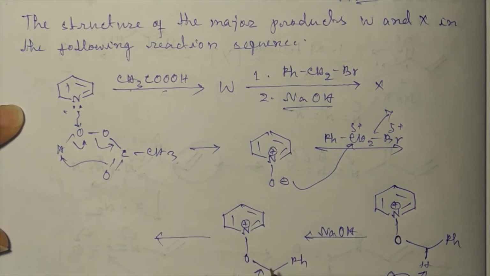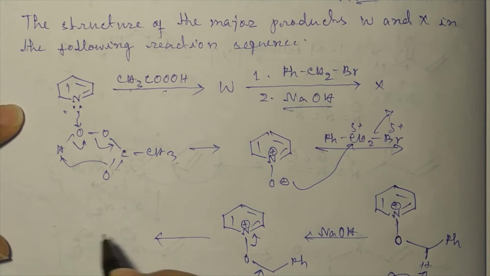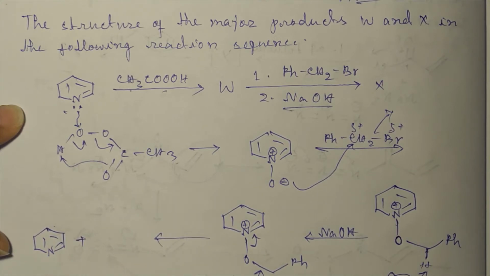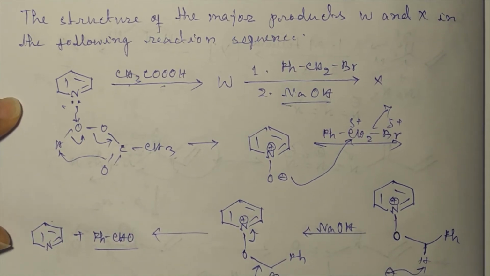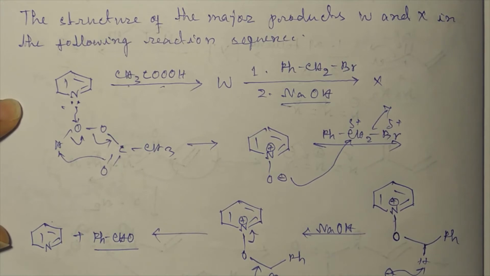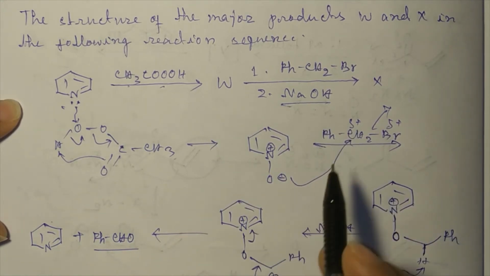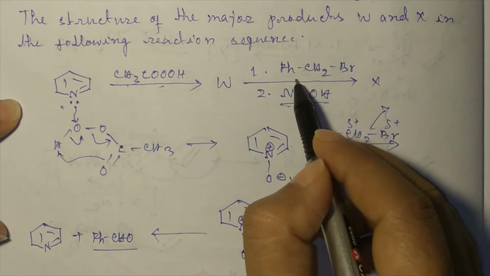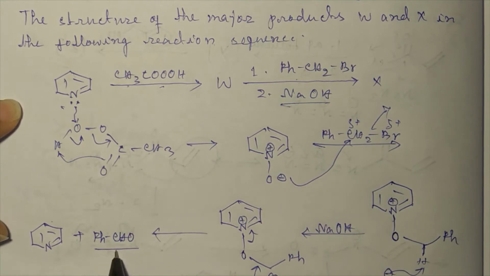Now it will cleave to produce the pyridine plus this will convert to benzaldehyde, PhCHO. For your information, this is a good method to convert alkyl halide to aldehyde. So this will be the product, pyridine and benzaldehyde.